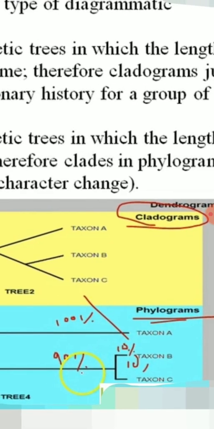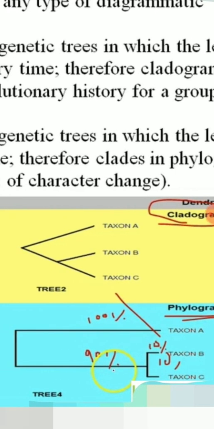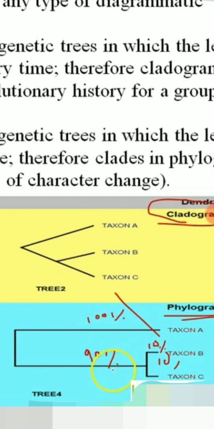Here we can see tree number 4. Taxon A, suppose we take as 100%. Now what is the similarity? How much percent of similarity between B and C? Between B and C, 100% similarity is there, but between taxon A and B the difference is 90%. Means taxon A is 90% different from taxon B and C.